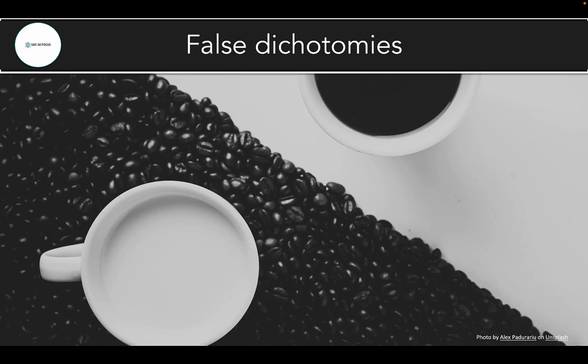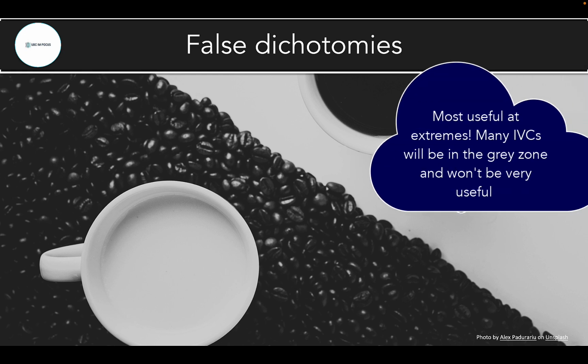I've said it a few times in this video, but the IVC is most useful at extremes. This is not a dichotomous test. And you really want to avoid the temptation to try to categorize every IVC into one of two boxes. A lot of IVCs will really be in that gray zone and shouldn't really impact what you do. So resist the urge to try to overinterpret these.